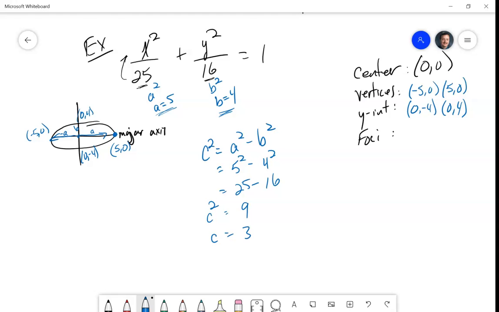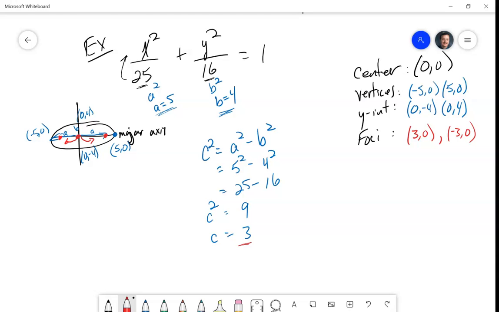So what that tells me is that my focus points, which would be located somewhere in this region, are going to be out a distance of c from that center point. So if I go to the right a distance of 3, then I would have a focus at 3, 0, and another focus at negative 3, 0. And with that, we have figured out all the key information for our ellipse.